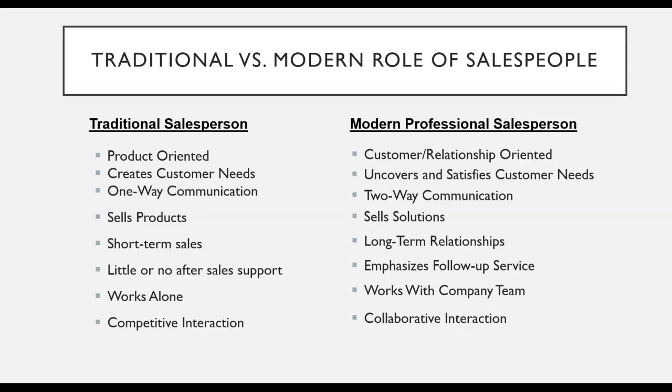So, customer relationship oriented, I explained on the prior slide, where we know we're going to uncover and satisfy customer needs. Two-way communication. So, we're both going to be talking. We're selling solutions. So, what is a solution? Should be able to answer a benefit. We want long term relationships, follow up, which we'll talk about later, works with a company team. So that was also what I just talked about, interfunctional coordination, and then a very collaborative information, a partnership.